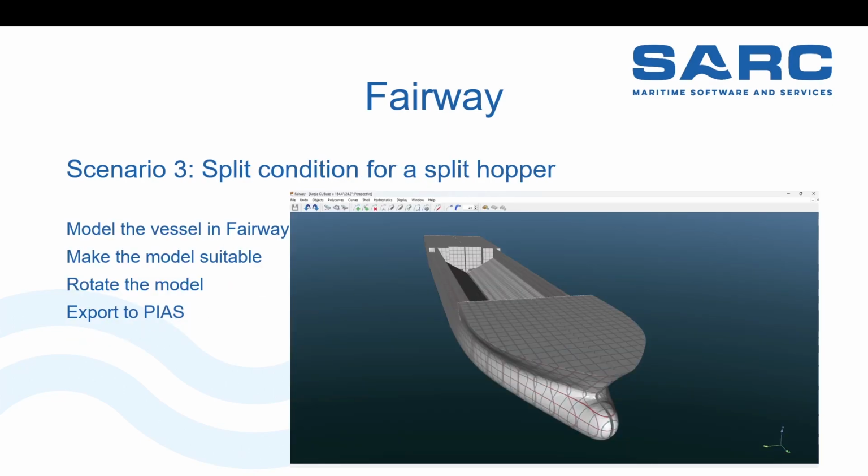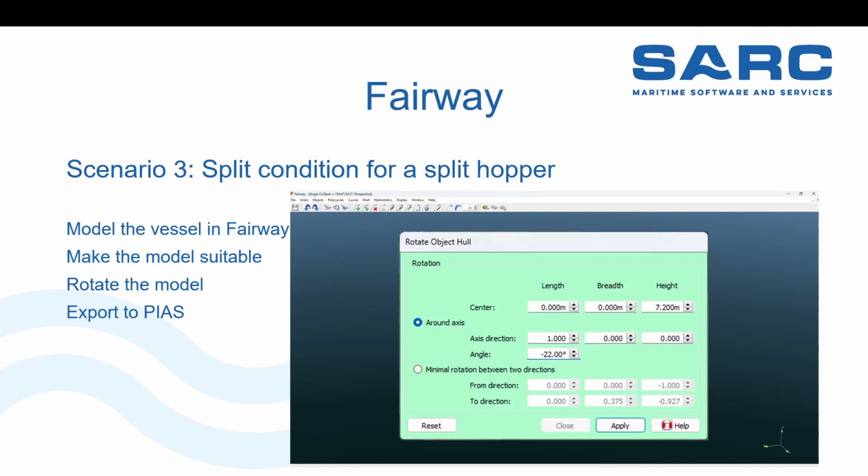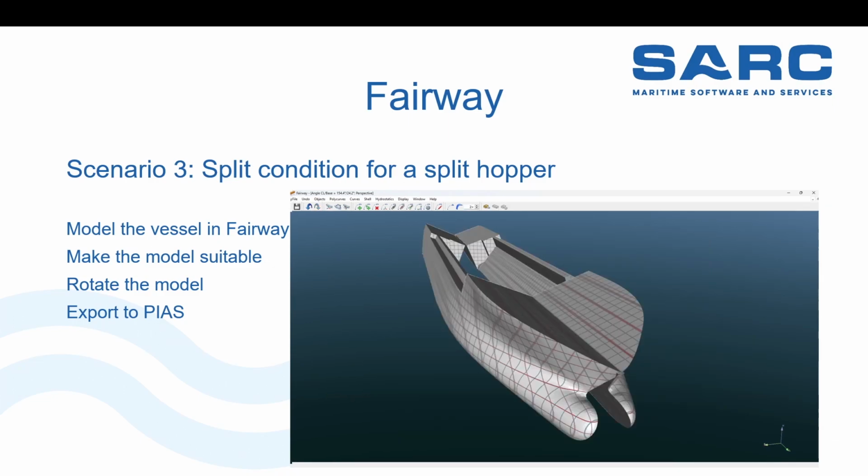What I want to show is a different transformation, namely a rotation. This is the height, so this is where the hinges are for the split hopper. And this is the direction, in longitudinal direction, and minus 22 degrees. If you press apply, this is direction, and this is the height of the hinge at center line. And if we press apply there, you'd have this.